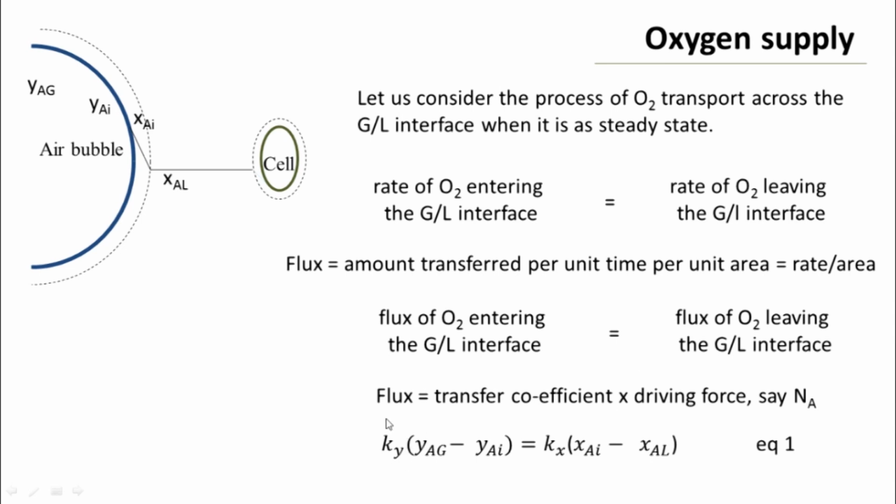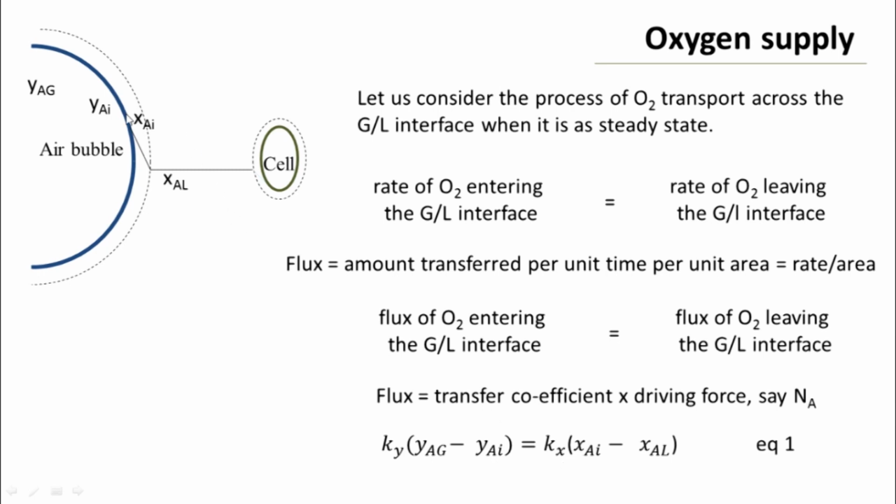The transfer coefficient is Ky. It is the mass transfer coefficient of oxygen. The transfer coefficient in the gas phase is Ky into the concentration difference, that is the driving force here. This is the transfer coefficient formulation, where the flux is given as a product of the transfer coefficient and the driving force. So the transfer coefficient Ky is here, and the driving force is the difference in concentration or the difference in mole fractions here, YAG minus YAI.